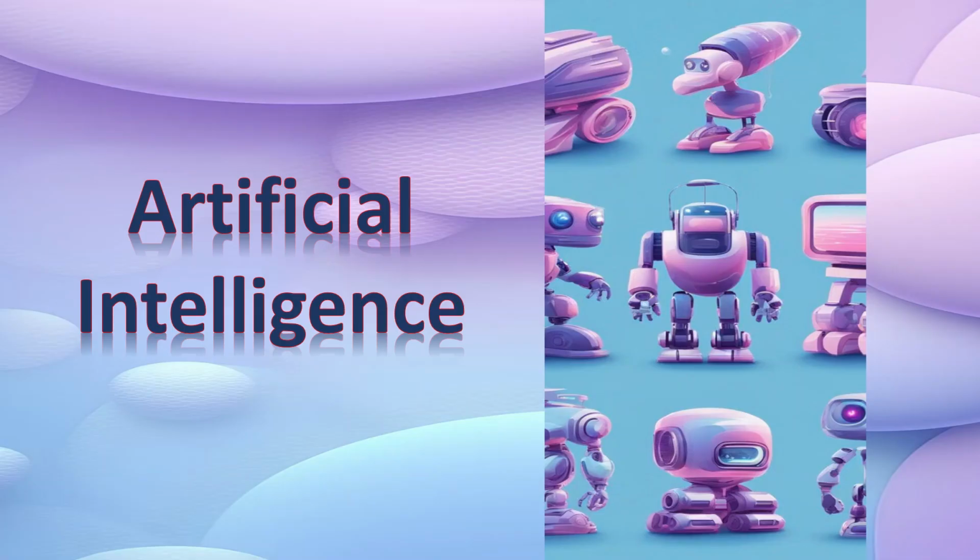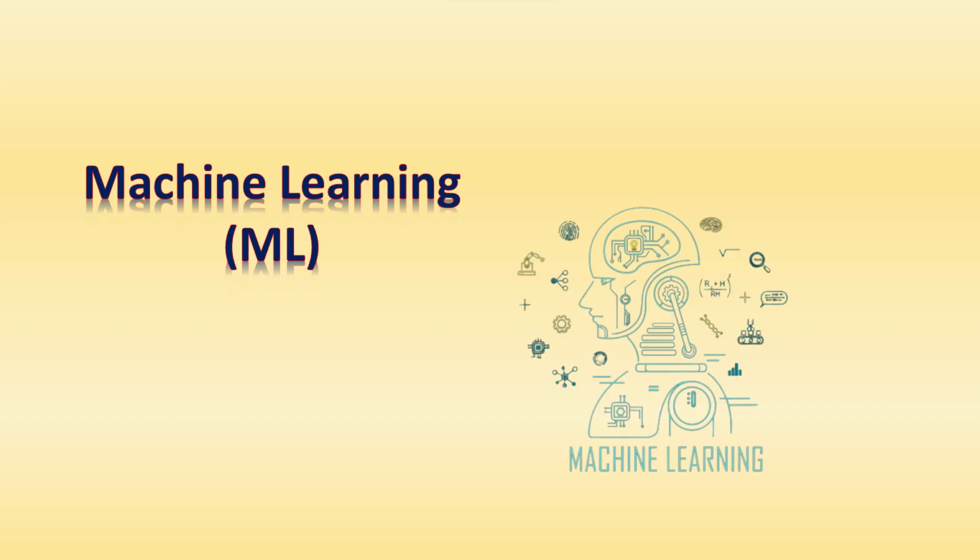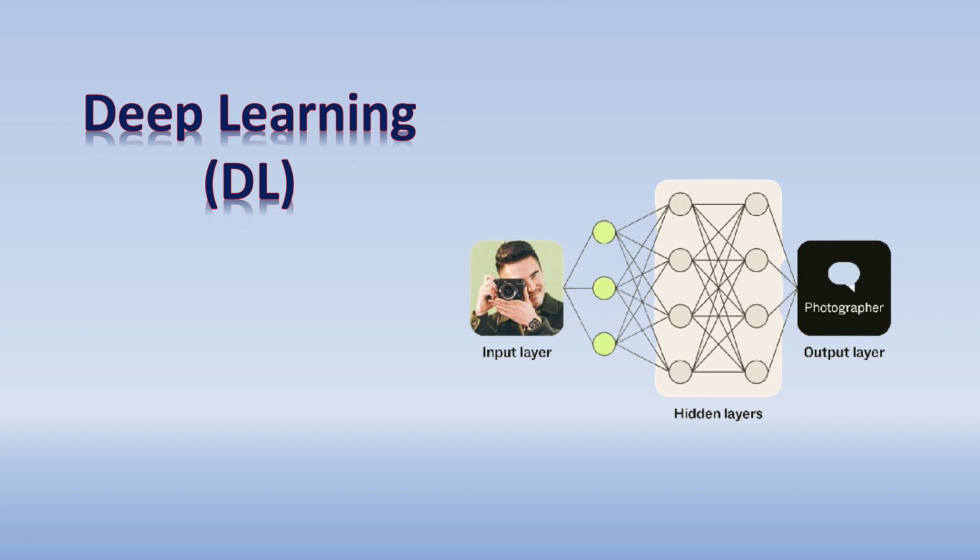So, AI, that is artificial intelligence, is a field that encompasses various approaches to creating intelligent systems, while machine learning, that is ML, is a subset of AI that focuses on algorithms and techniques enabling computers to learn from data. And DL, that is deep learning, on the other hand, is a subset of ML that utilizes deep neural networks to automatically learn hierarchical representations of data.